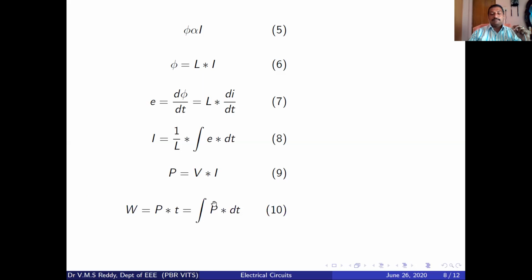Now we substitute V into I in the place of P. Again, we know that V and E are both the same. Therefore, V in terms of E is equal to L into di by dt. Substituting this, we get the energy W equal to L into the integral of I into di by dt into dt, where dt gets cancelled. Therefore, L into the integral of I di gives I square by 2. Therefore, energy is equal to half L I square. So this much energy is stored in the inductor.